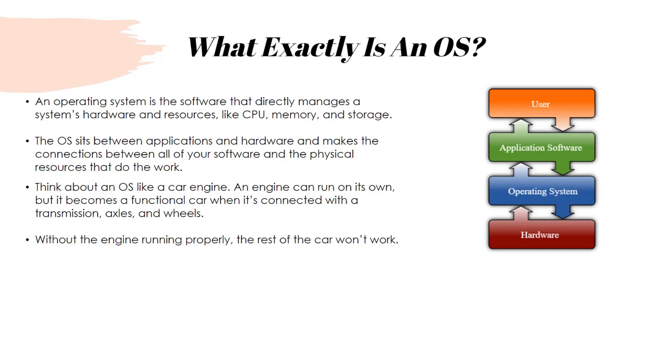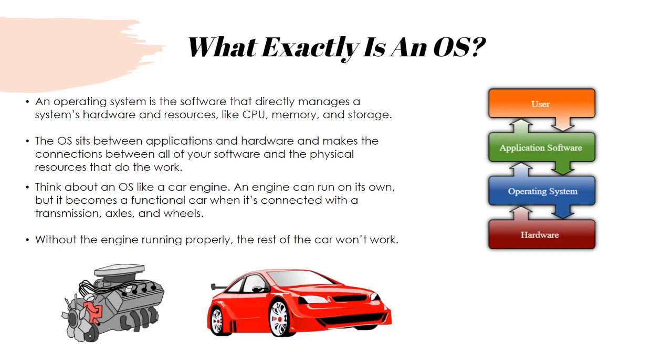Just think about an OS, an operating system, like a car engine. A car engine can run on its own, but it becomes a functional car when it's connected with the transmission, axles, and wheels. Without the engine running properly, the rest of the car won't work. So the operating system is that engine. It's what allows the actual car, which in a sense would be the actual physical computer, to run properly. And so this is essentially what an operating system is.